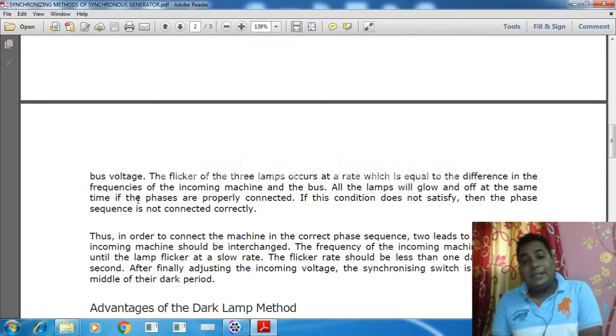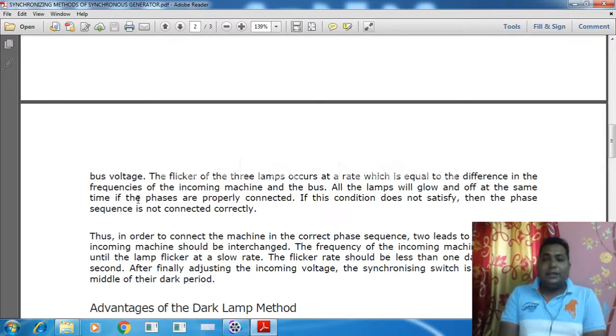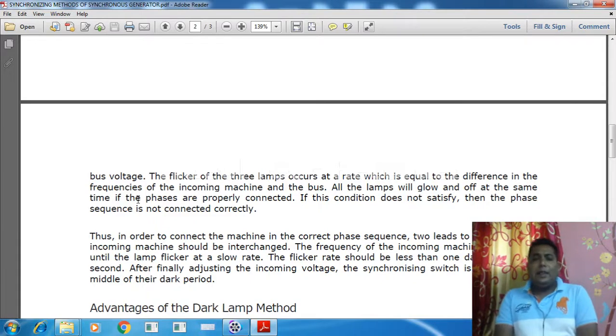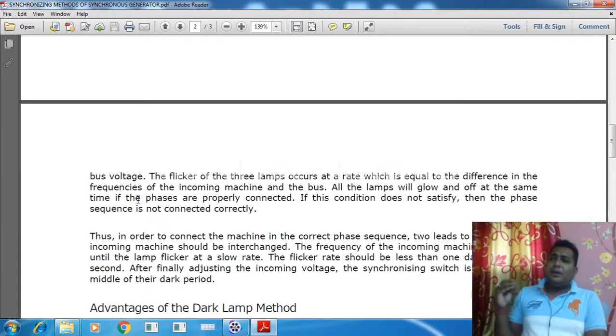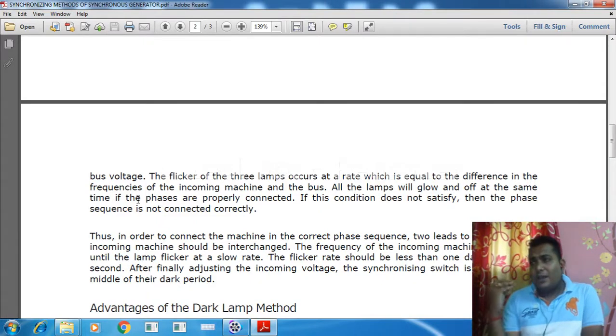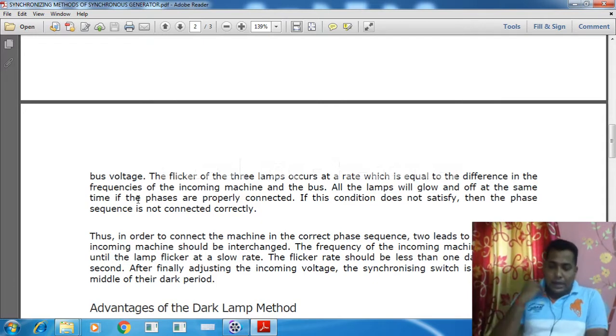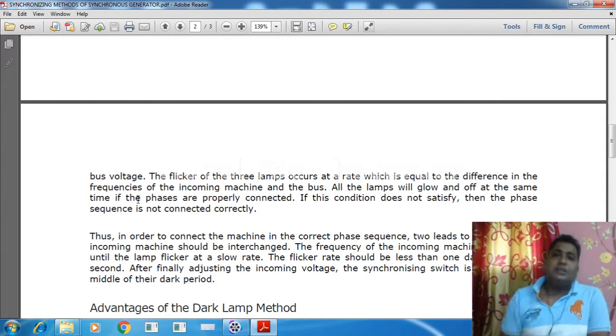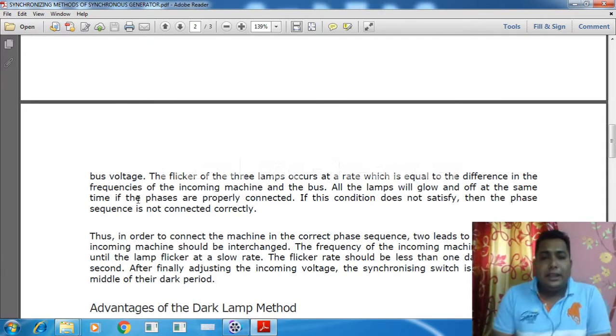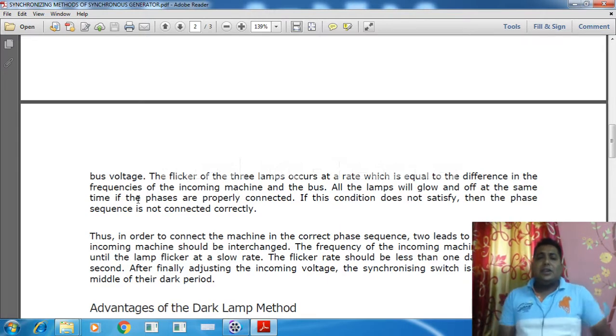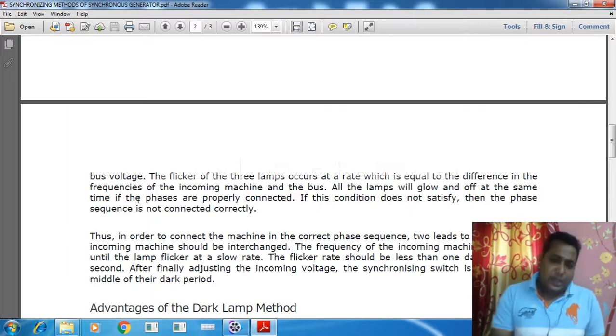If this condition does not satisfy, then the phase sequence is not correctly connected. That means if the glow and off of the light is not happening properly, then we can say that it is not properly synchronized. So we have to make them synchronized, then we have to connect.